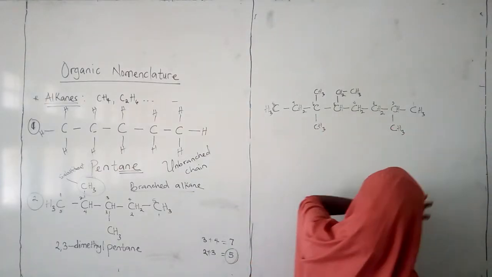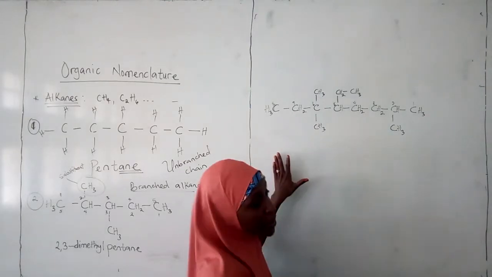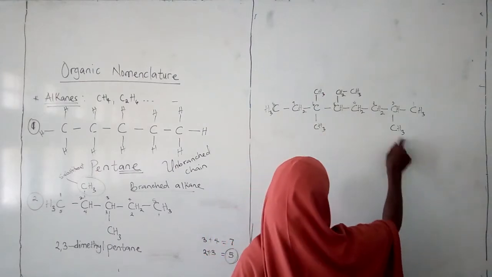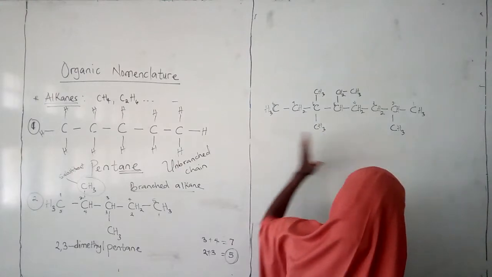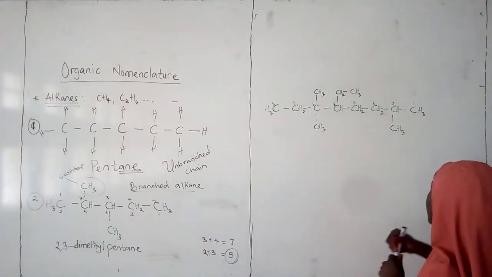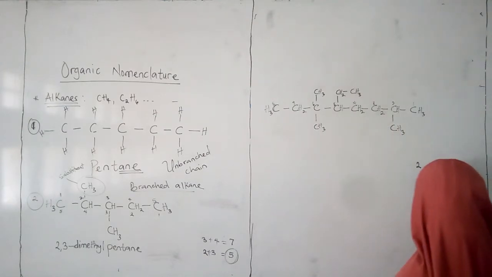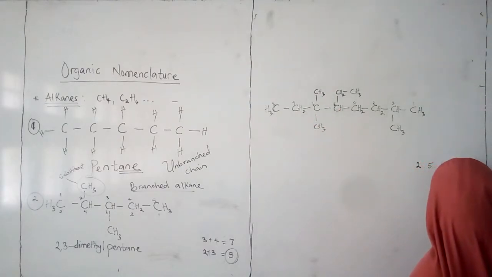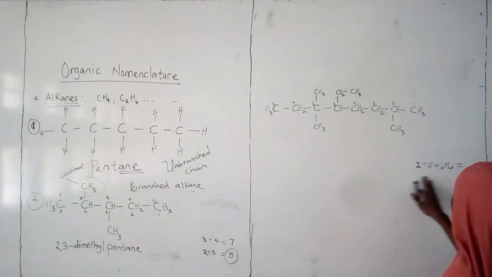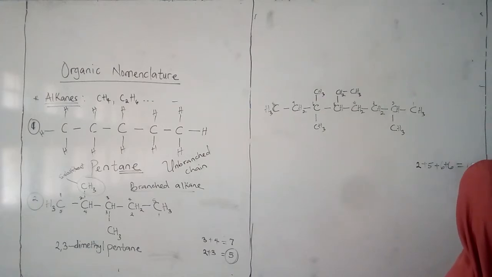So now we have 4 substituents attached to this parent chain. We have 3 methyl groups and 1 ethyl group. Now, if we are counting from here, we have a methyl in position 2. Then we have ethyl in position 5, and 2 methyl groups in position 6, 6. Now when we add this, 2 plus 5 is 7, and the sum is 19.